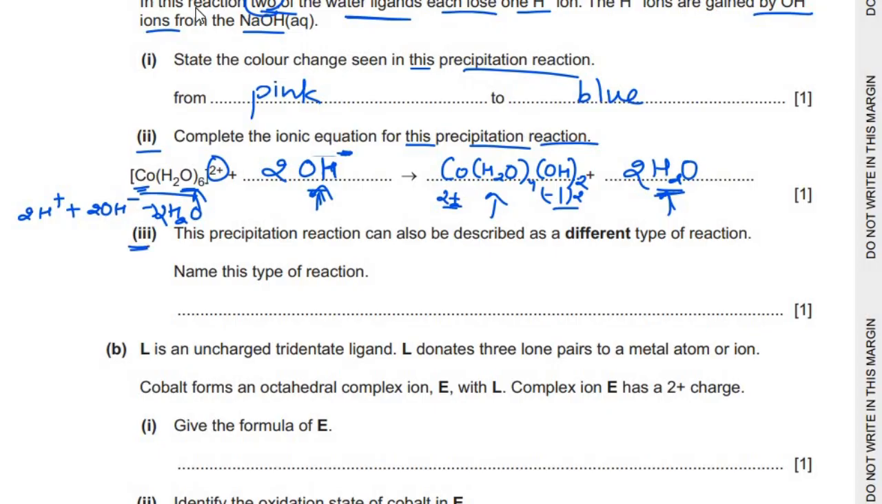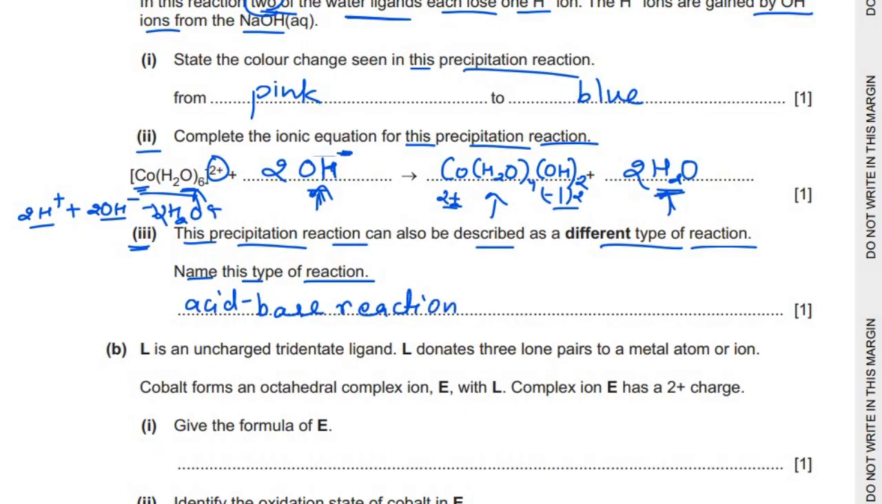The third question is, this precipitation reaction can also be described as a different type of reaction. Now name this type of reaction. Here we know that the hydrogen ion and hydroxide ions are reacting to form the water molecule. So obviously this can also be called an acid-base reaction, because here acid and alkali are reacting together.